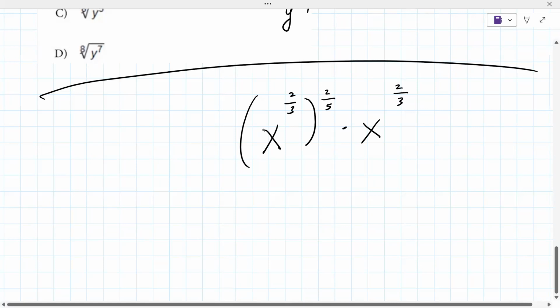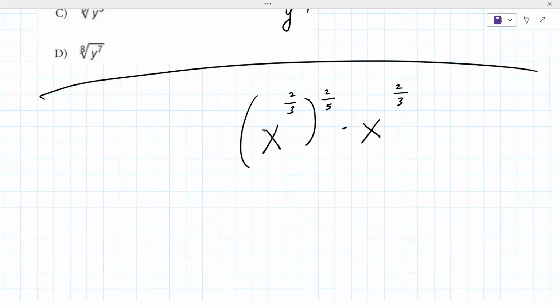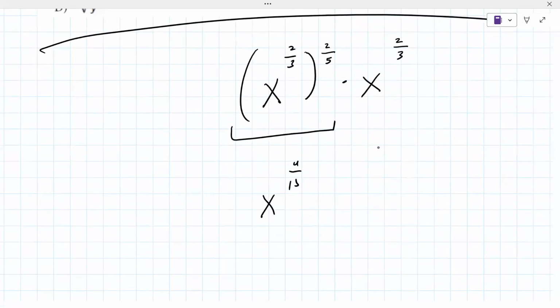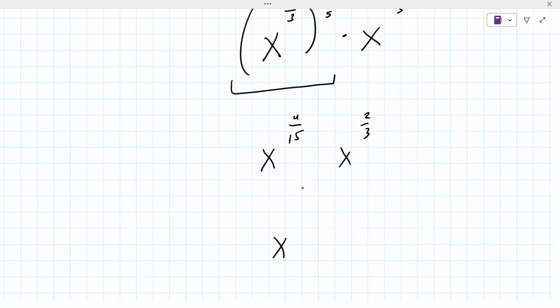X to the power of 2/3. Tell me what you got for this part, just to make sure we're on the same page. X to what power? 4/15. 4/15. Very good. And then this is times X to the 2/3. So when you added these together, what did you get as a fraction? Or just do that in your calculator.